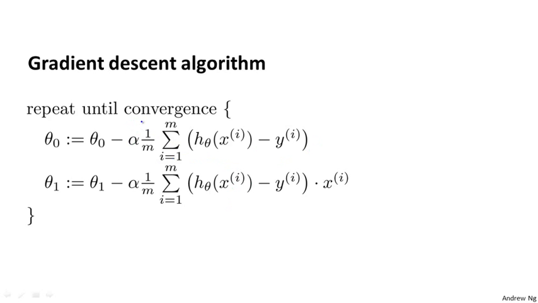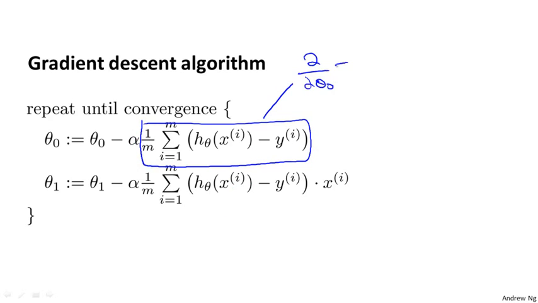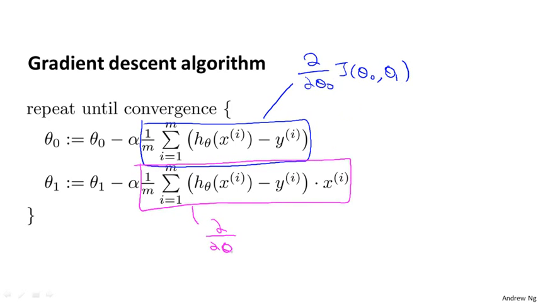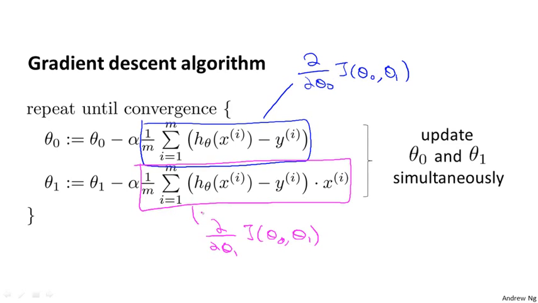This first term here, that term is of course just the partial derivative with respect to theta 0 that we worked out on the previous slide. And this second term here, that term is just the partial derivative with respect to theta 1 that we worked out on the previous slide. And just as a quick reminder, when implementing gradient descent, there's actually this detail that you should be implementing it so that you update theta 0 and theta 1 simultaneously.